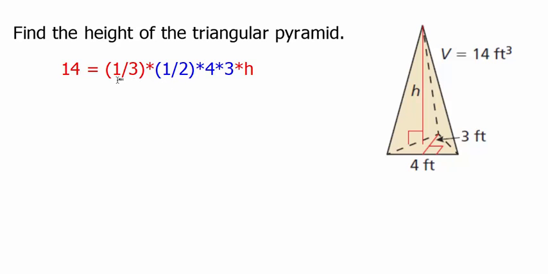And I can do it either way. I can start moving things over to the other side, or calculate all of this out and then move that to the other side. 1/3 times 1/2 is 1/6. 1/6 of 12 is 2. I'm dividing by 2, and the height is 7. Lots of different ways that are correct to number crunch that.